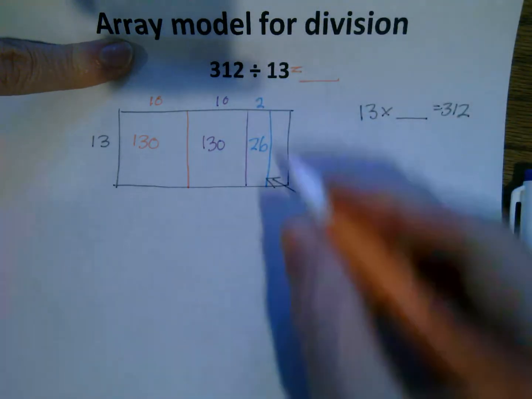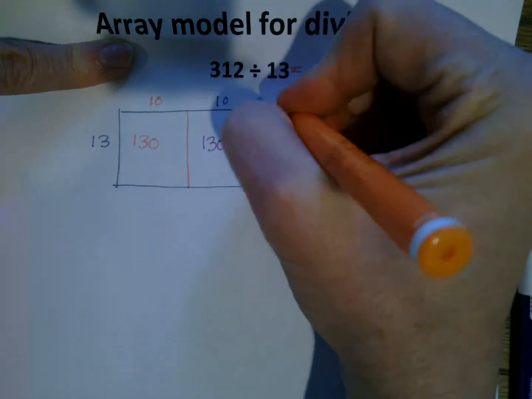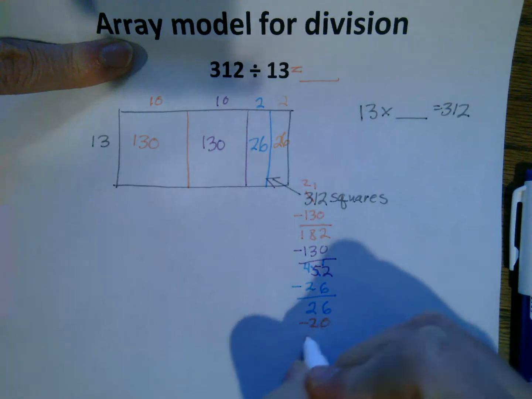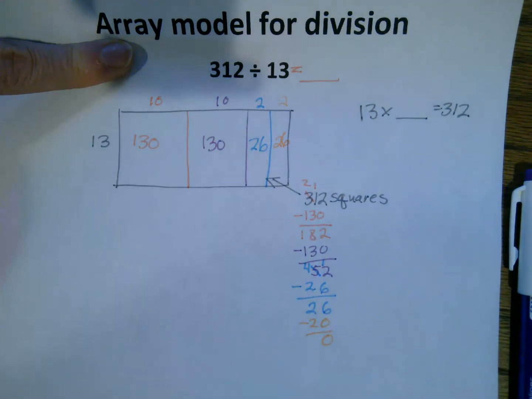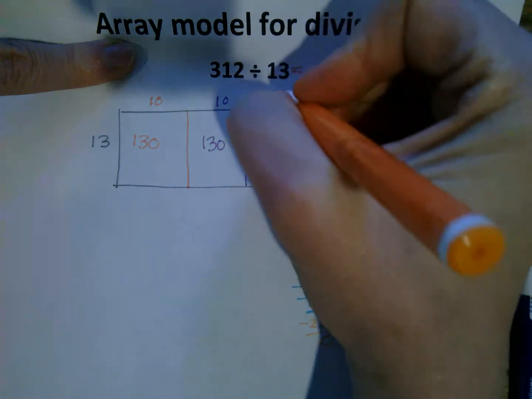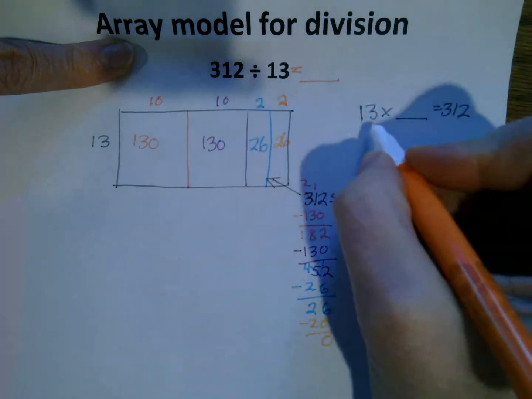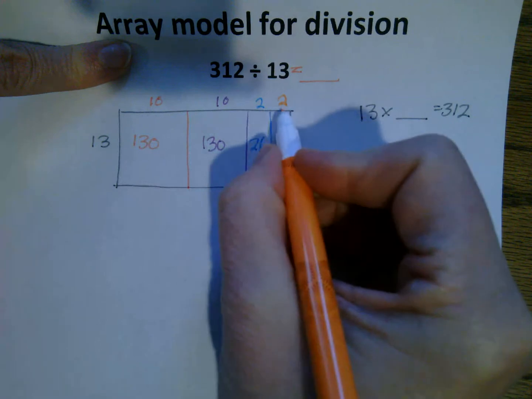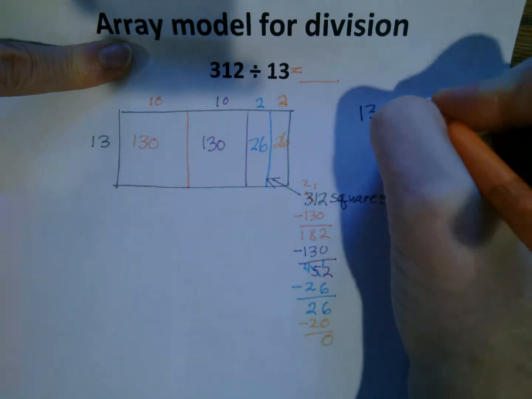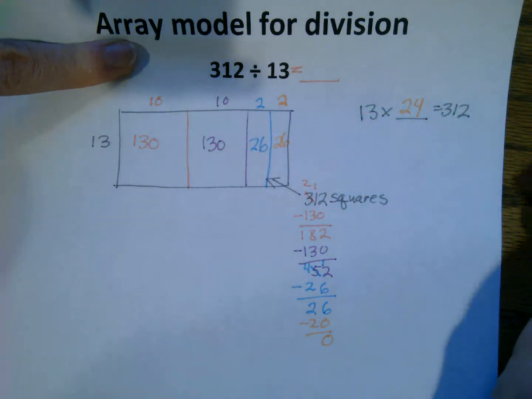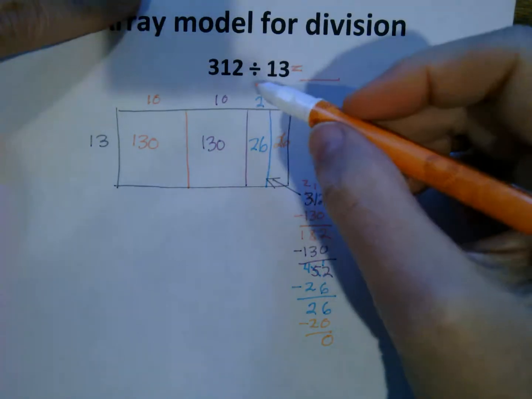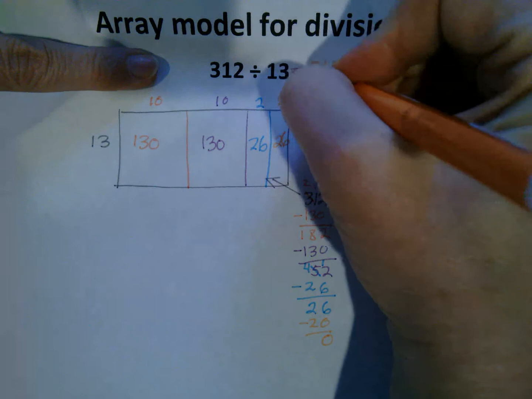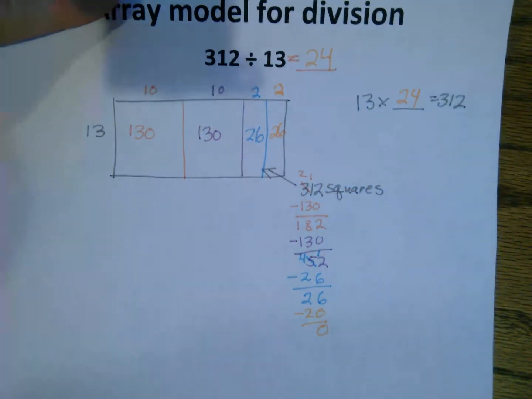I've got 26 squares left to arrange in this array, so it'll be 2 by 13, which is 26. Subtract 26, and there are no squares left over. So I just found out that if I try and create an array that's 13 by 10, 20, 24, 13 by 24 will give me 312 squares. So that means my quotient, 312 divided by 13, is 24. Hope that makes sense. Thanks.